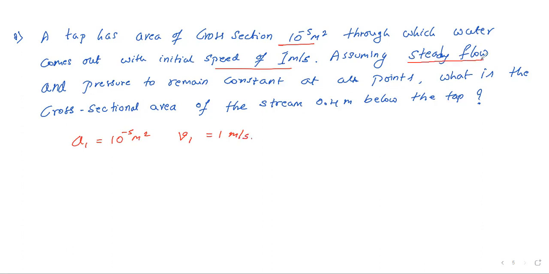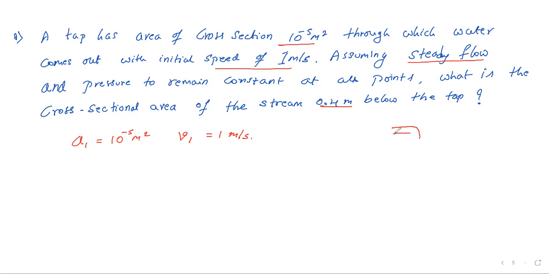Assuming steady flow, which means the speed remains constant, and the pressure remains constant at all points. What is the area of cross section of the stream 0.4 meter below the tap? So below the tap, we should find that out first. But here we don't know what is the speed of water 0.4 meter below the tap.